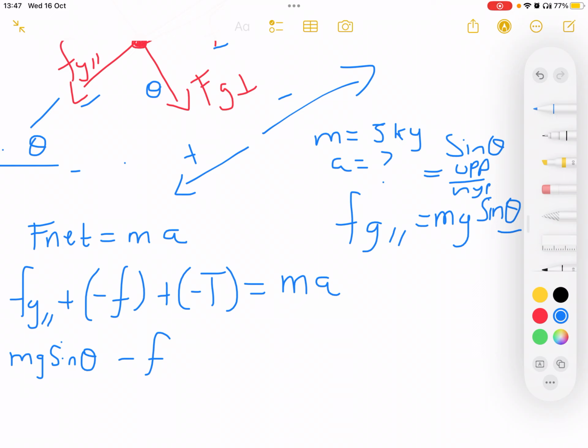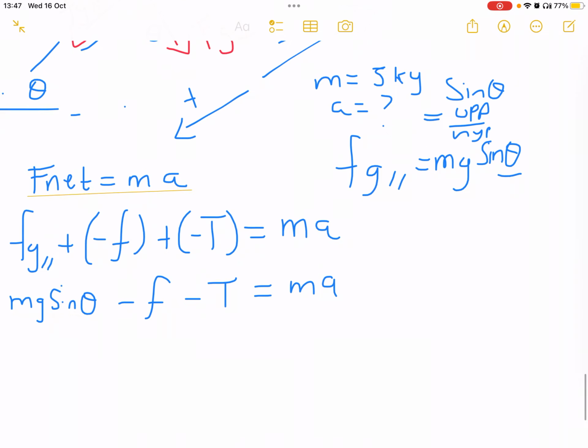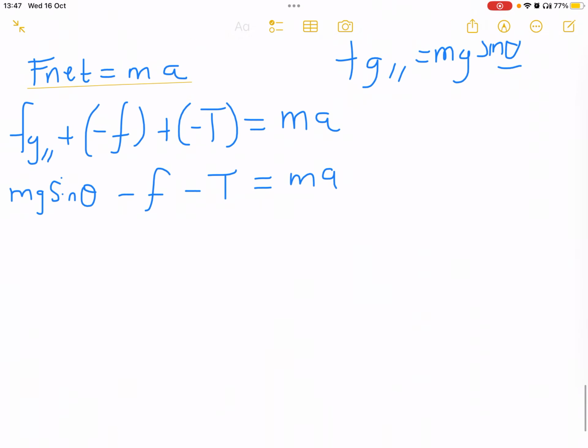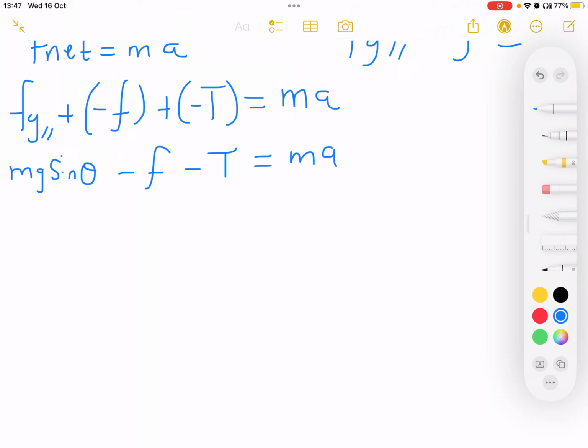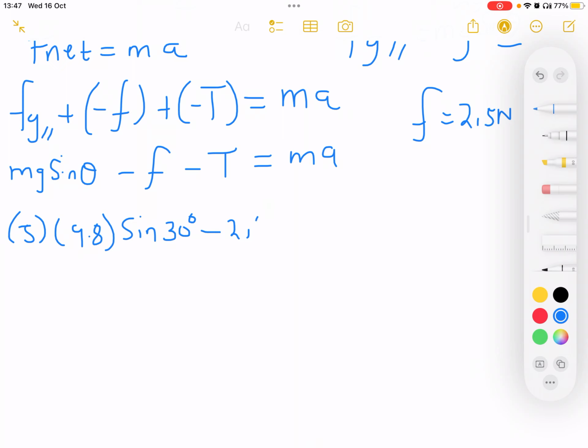And this is minus friction minus tension is equal to mass times acceleration. And that is still in block P. Right, let's do substitutions. The mass is 5 times 9.8 times sine of the angle 30 degrees, minus the friction. Now friction, they said in the statement, is 2.5 newtons and it's constant friction. So it's minus 2.5 minus T is equal to 5A.